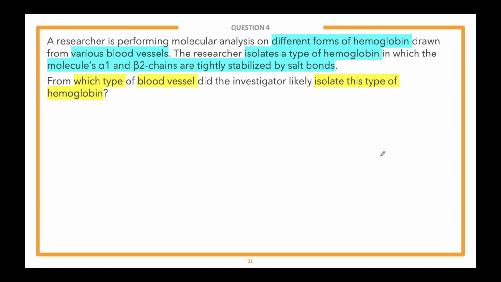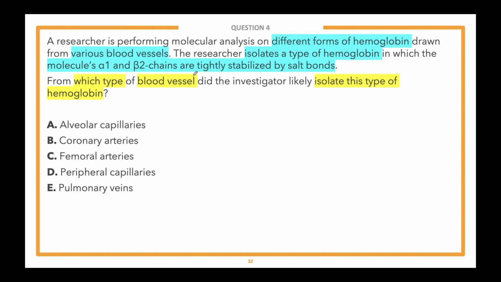And then 2, where could we maybe find that in the body, in the circulation? So maybe a 2-step question here. So let's go ahead and take a look at the answer choices. And once again, we will start at the bottom and we'll work our way up to the top.